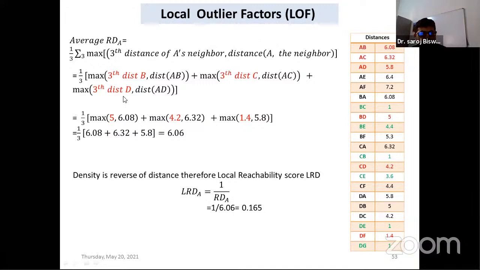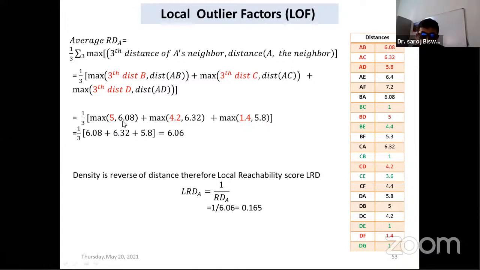Similarly, from here, third distance of D. So third distance of D, which one? See the D here. Here we have D. Three nearest neighbor of D. Out of these three, this red one is the third distance, that is 1.4. So we have given here 1.4, comma which distance? AD. So already calculated AD. This is 5.8. So we have a 5.8 here.